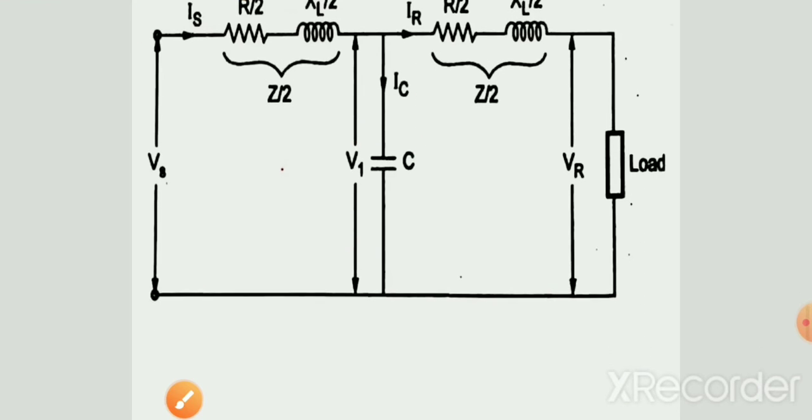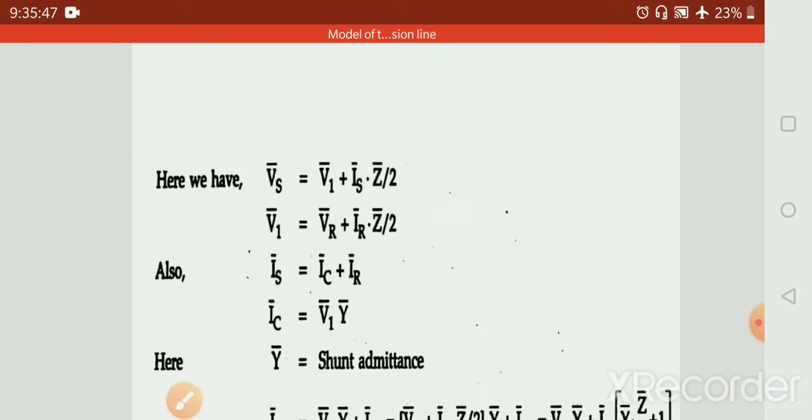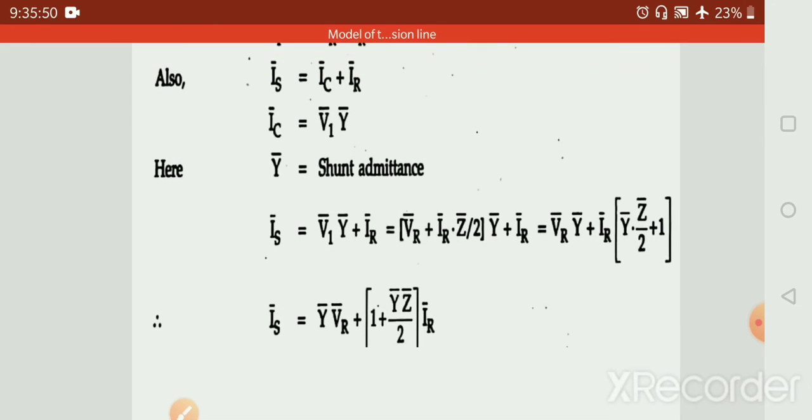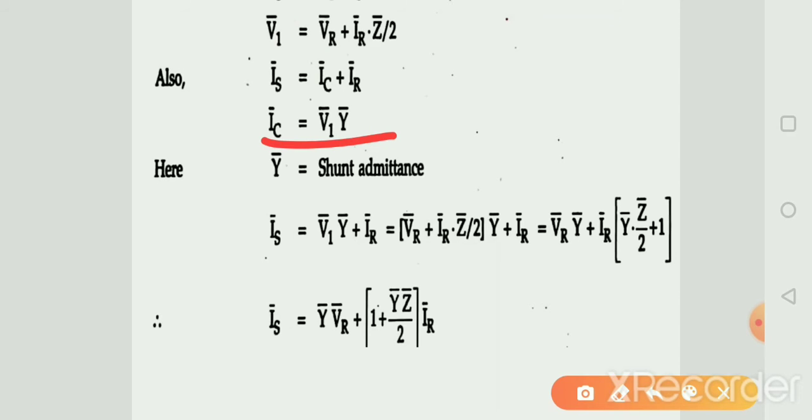Okay, so we have two formulas here, because we get them by neglecting all the capacitance. Okay, so we have two equations here. That's why the part of C doesn't come here, because we are neglecting it. Now we have Is equal to Ic plus Ir, and we can see here Ic equal to V1 into Y. Okay, so Y is the shunt admittance.